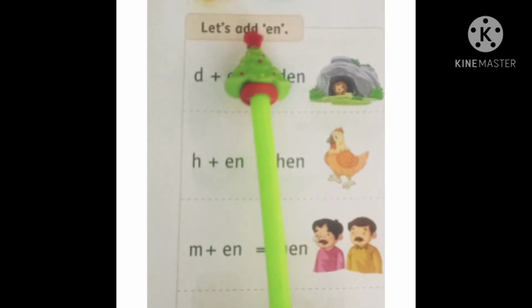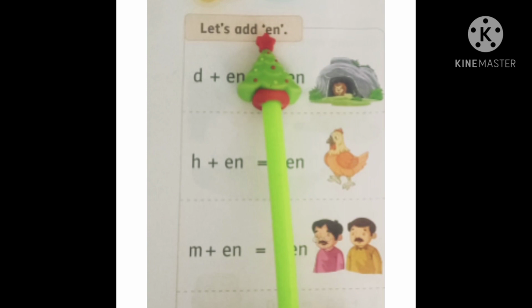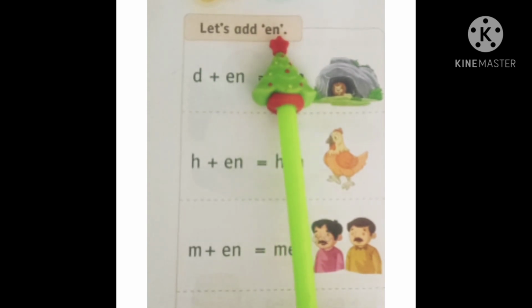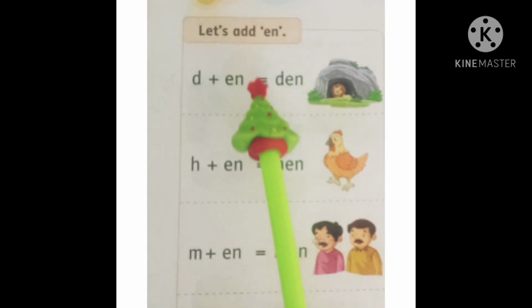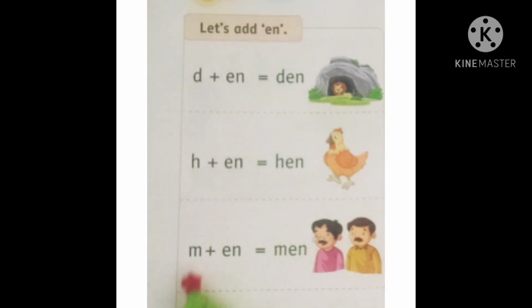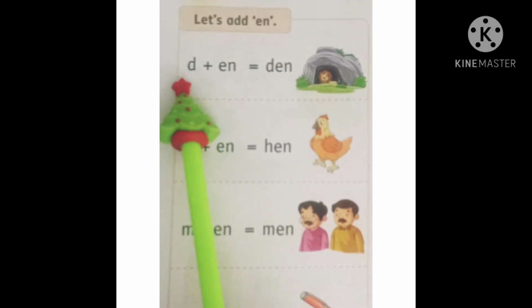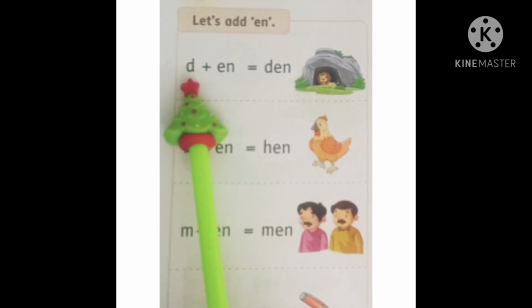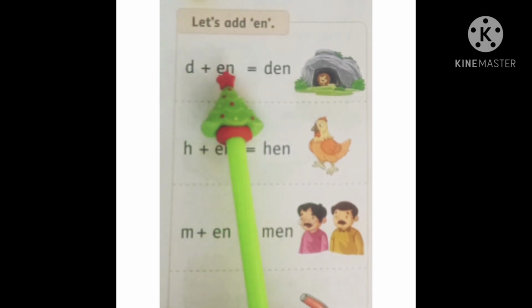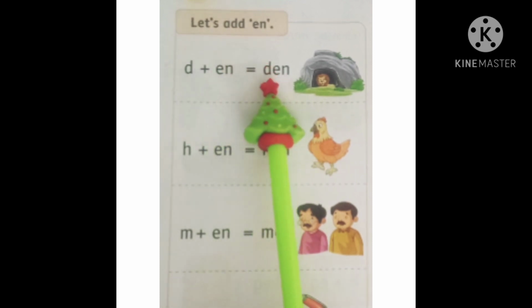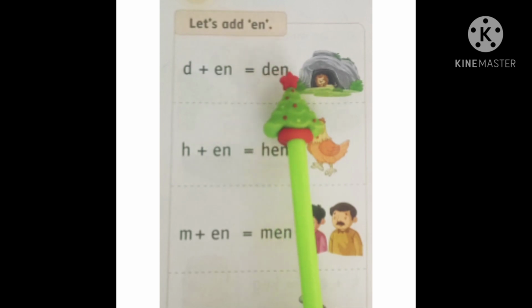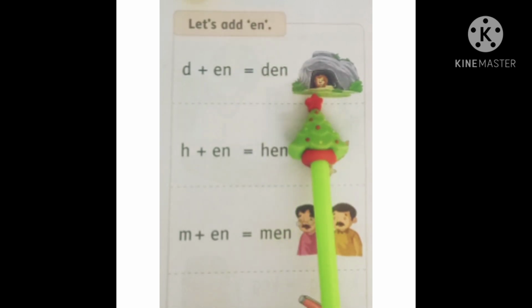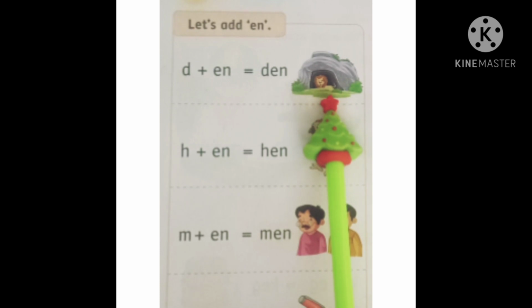Let's add en. E says eh. N says n. It makes en. Now we will add en to the consonant letters. This is letter D. D says d. Add eh, n, en. It makes the word d, eh, n, den. Den is a home of a lion.